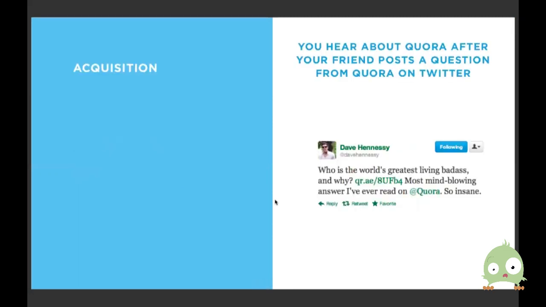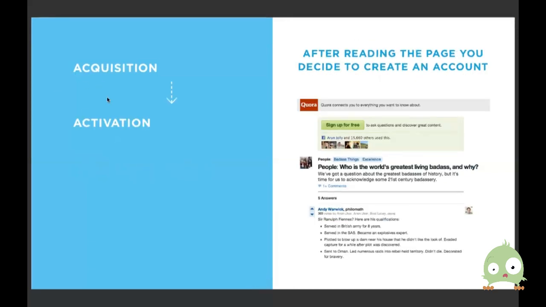Now, acquisition, let's say the very first step: you hear about Quora after your friend posts a question from Quora on Twitter or Instagram or wherever, on Facebook, and then you get to know about it. That is part of acquisition. Okay, second is activation. After reading the page, you decide to create an account, and then obviously you like the idea, and then you create an account. That means when you create the account, you give your information about your email address, you give your information about yourself, your name, last name, and the general stuff we normally give for creating an account.